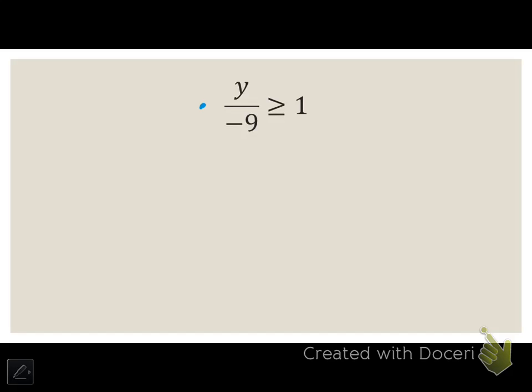Okay, since it's dividing, we have to multiply both sides by negative 9. So since we multiplied by a negative, we got to flip our sign. 1 times negative 9 is negative 9, because anything times 1 is just itself.